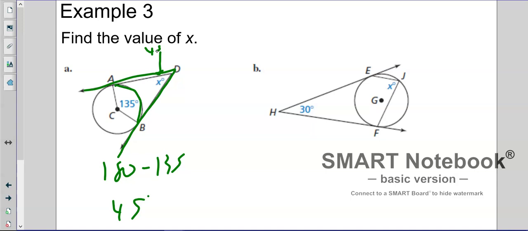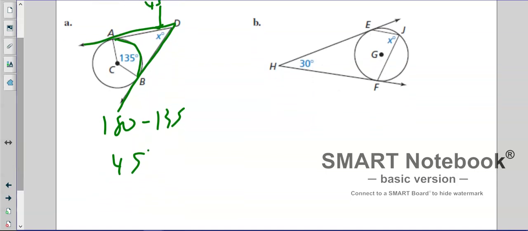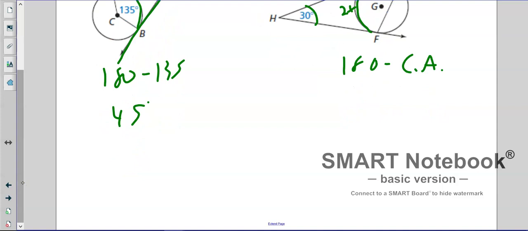Okay, now this one's a little bit tricky. B. Here we have to combine some ideas. So previously we learned that, let's say this right here was 10, then this would be 20, right? It's double. So since we only know it as X, that means this is 2X. Well, this angle here is equal to 180 minus the central angle. Well, we don't know what the central angle is right now. It's only 2x. So we do a little bit of algebra.